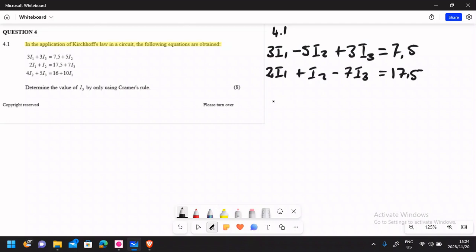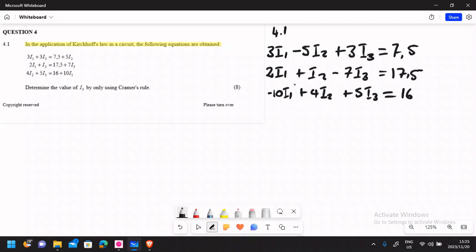Last but not least, as you can see, I1 is on the right hand side. We need to take it to the left hand side. So if we transpose it, we're going to have negative 10I1 plus 4I2 plus 5I3. The answer is going to be 16. So our constant here is 16.